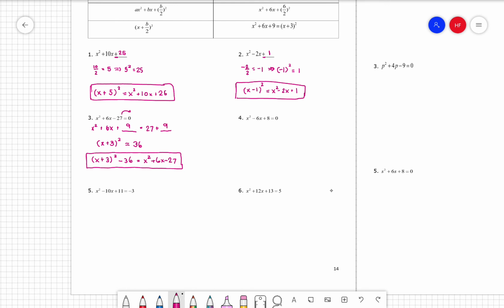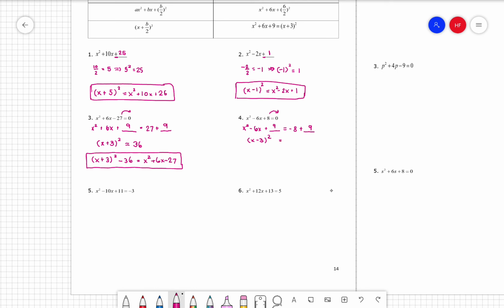Number 4, we're going to move that 8 over by changing its sign. So x squared minus 6x plus something equals negative 8 plus that same something. So I'm going to divide negative 6 by 2. That gives me negative 3. I'm going to go ahead and write that in the binomial. And then I'll square it and put that into the trinomial. So that's my c term. Goes on the left and the right.